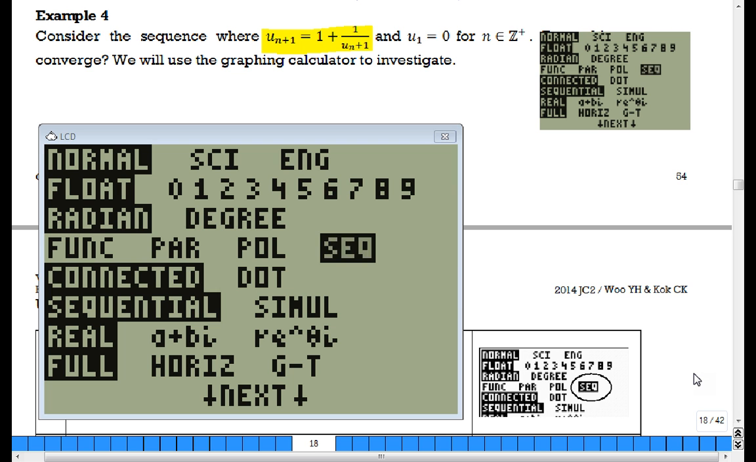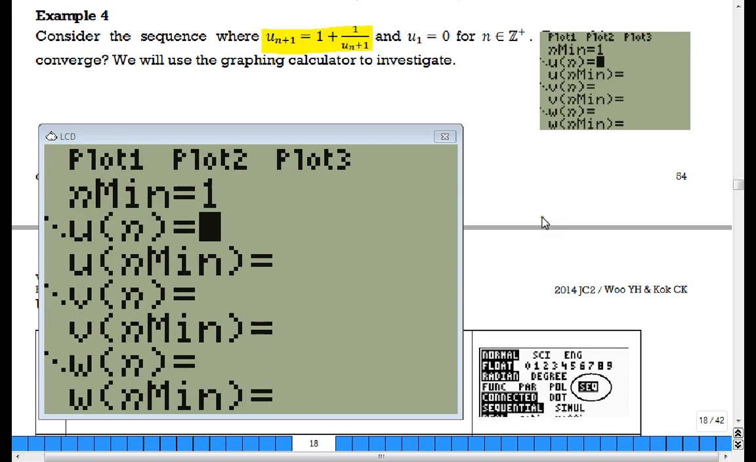Now then we go to y equal, and you realize that your y equal screen looks different. Usually we have y1 equals to something, y2 equals to something. Now I have many things. N minimum. Let me explain each term as we go along. N minimum means because we start off with u1, correct? The first term. Usually N minimum is 1. Okay? If your first term is u20, then N minimum is 20. Follow what I'm saying?